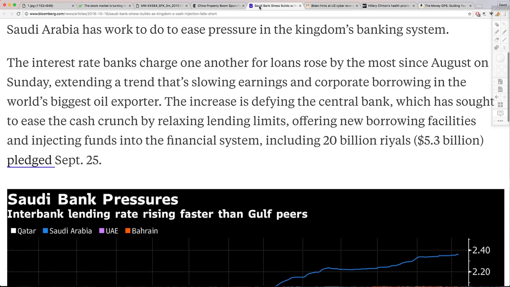And then a couple more things here. Saudi Arabia has work to do to ease the pressure in the kingdom's banking system. So just to preface this, oil prices declined significantly as a result. A country like Saudi Arabia, which relies primarily on oil exports, is really suffering. The interest rate banks charge on one another for loans rose by the most since August on Sunday, extending a trend that's slowing earnings and corporate borrowing in the world's biggest oil exporter.